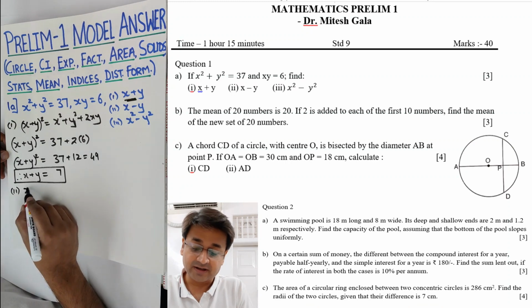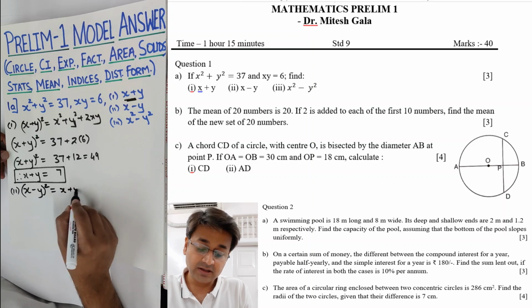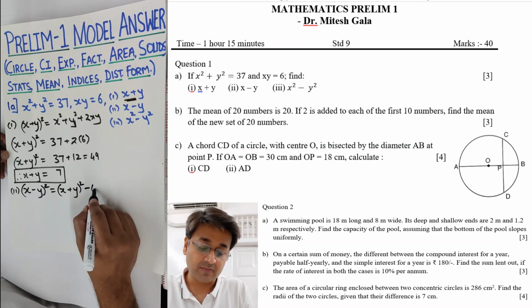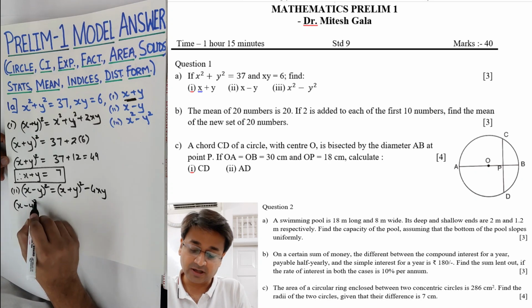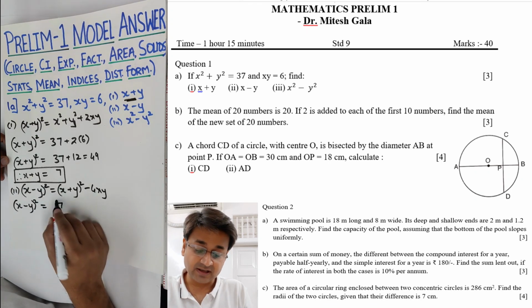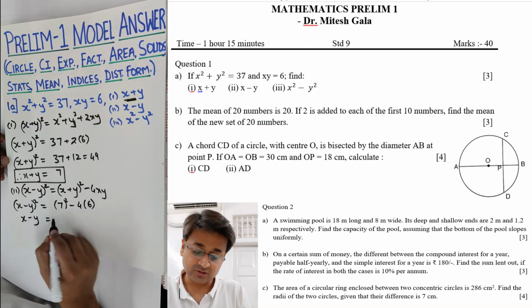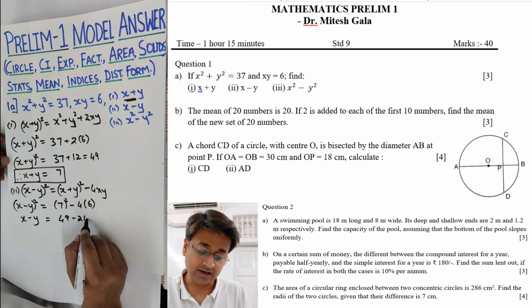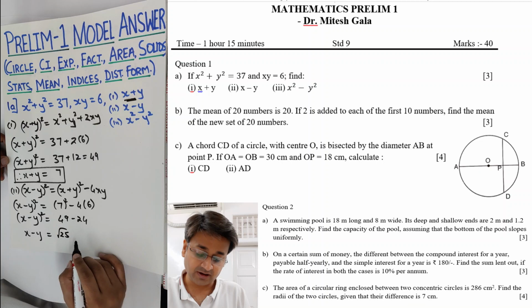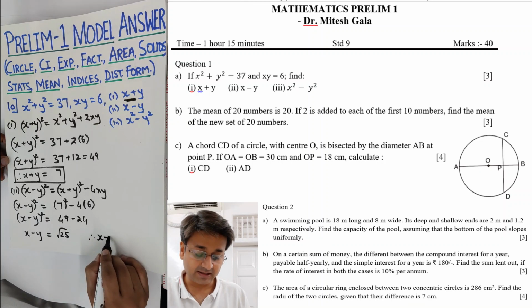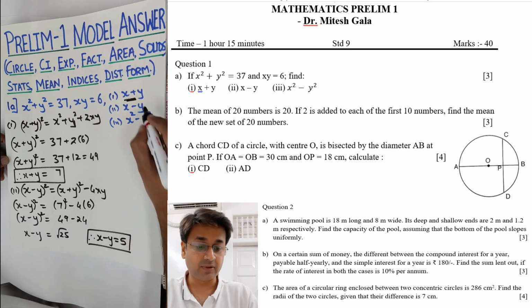The next one, x minus y. We'll have to use the relationship formula. I hope you remember that. It's x minus y the whole square equals x plus y the whole square minus 4 times xy. That's the only way you're going to get it. So x minus y the whole square: x plus y is 7, we just got it, and 4 times xy is 24. So x minus y the whole square is 49 minus 24. So I shall get x minus y as root of 25, and therefore I can say that x minus y is 5. So we got our second part, that is x minus y.